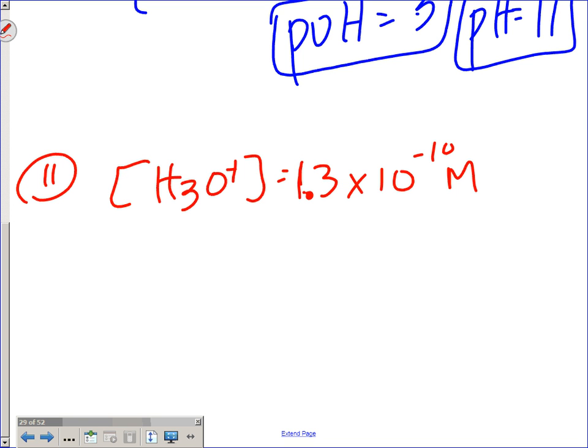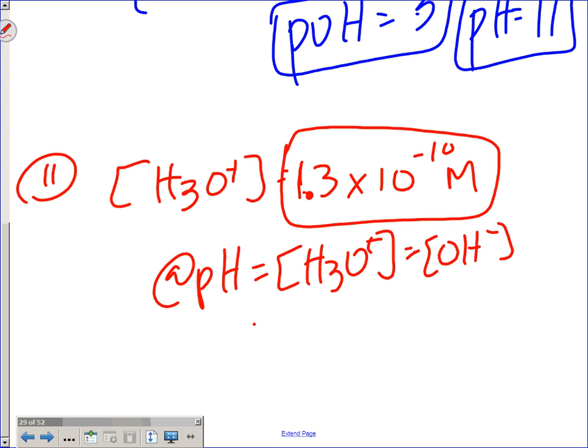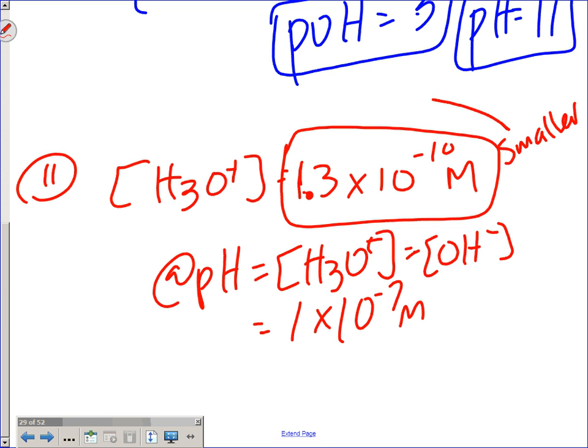So off the bat I can tell you, and this is something you might want to write down, if I'm at pH 7, neutral, I have equal amounts of the species hydroxide and hydronium. So at pH 7, hydronium equals hydroxide, and they both equal 1 times 10 to the negative 7th molar. Is this number right here bigger or smaller than 10 to the negative 7th? Okay, this is smaller. So I have a smaller amount of hydronium.